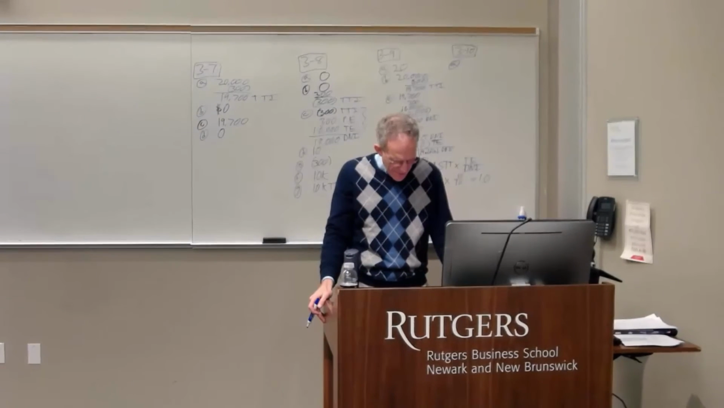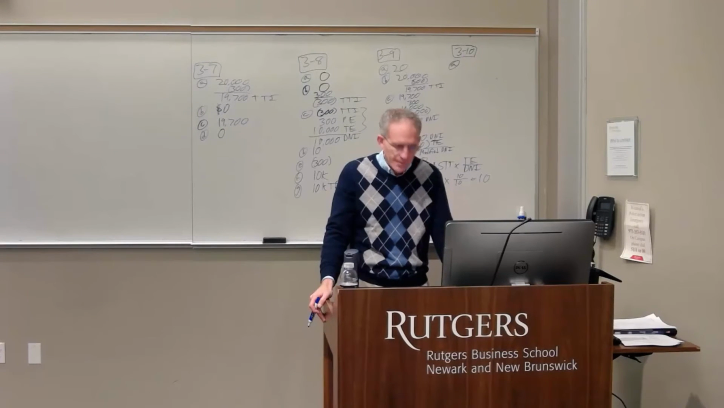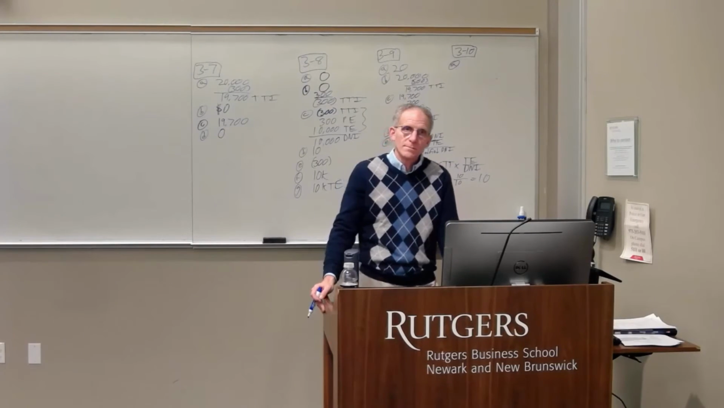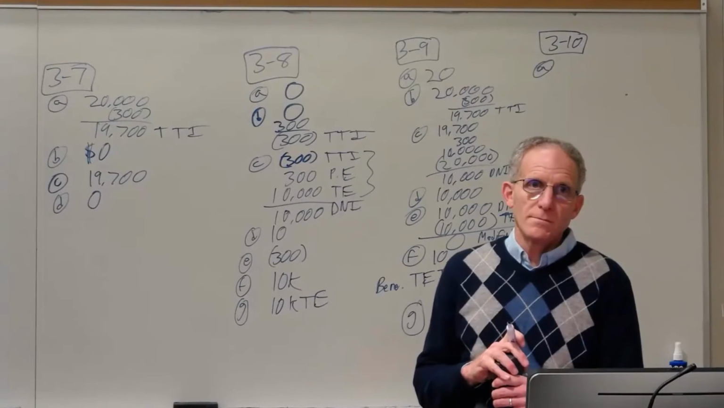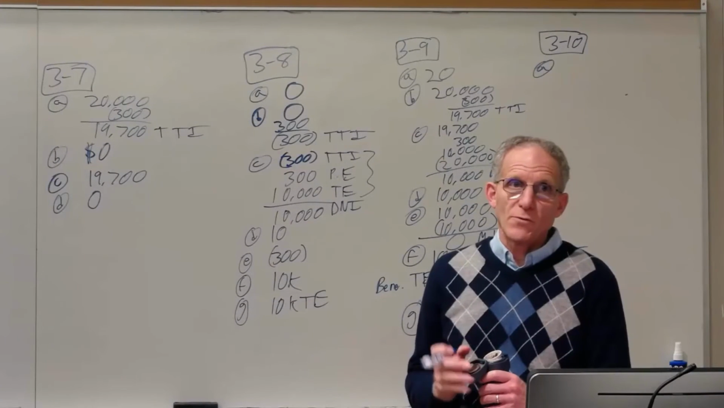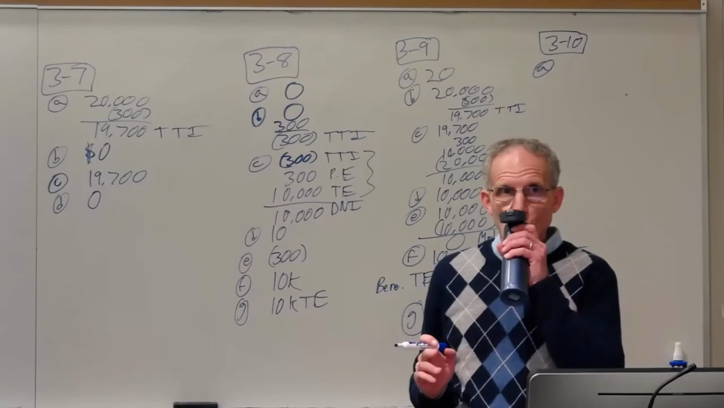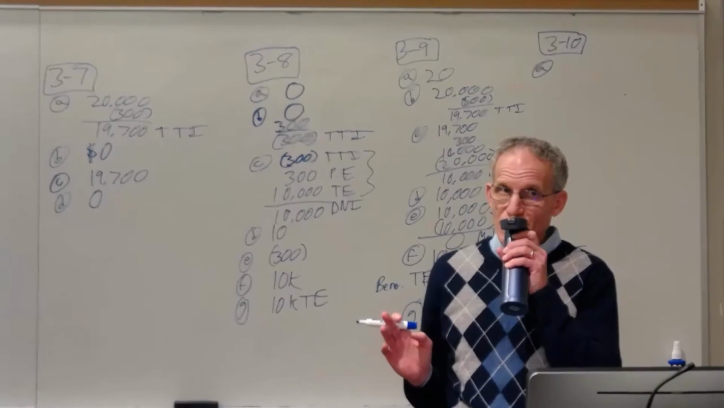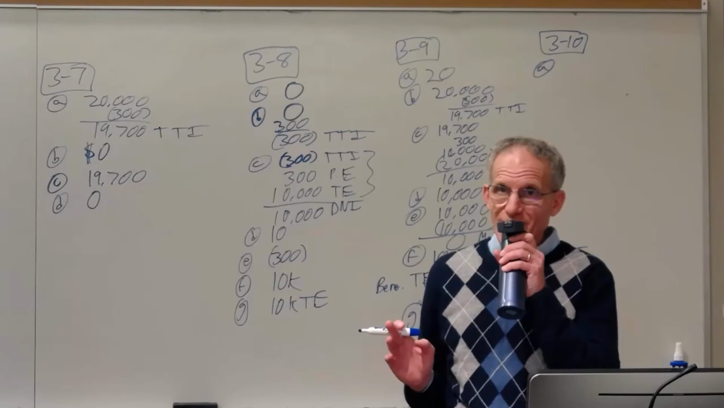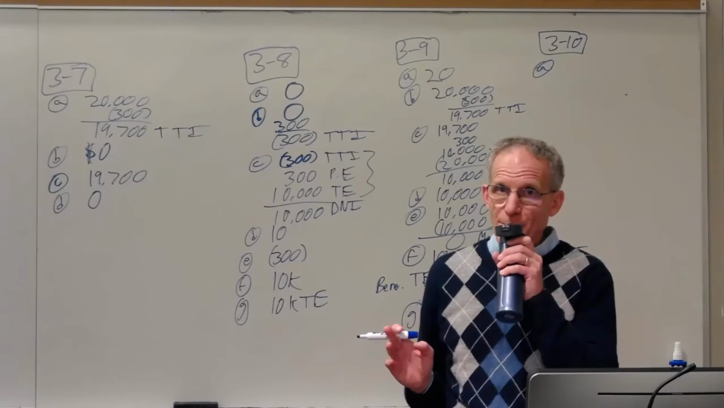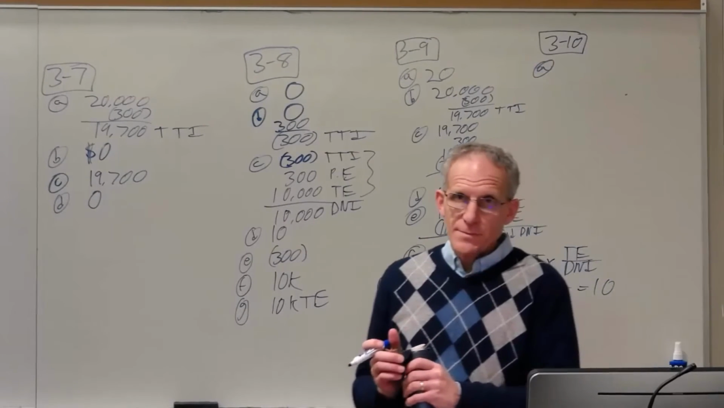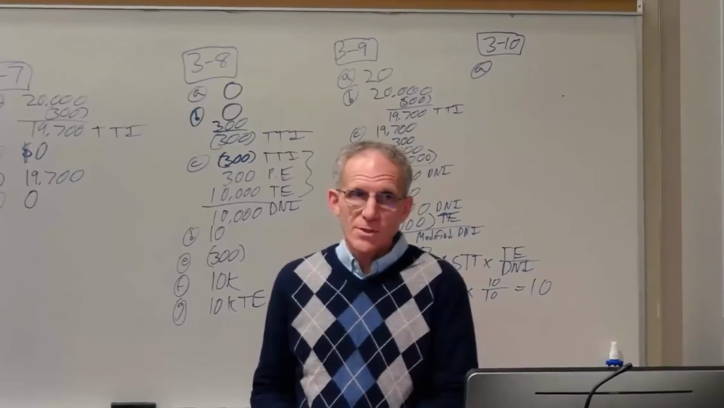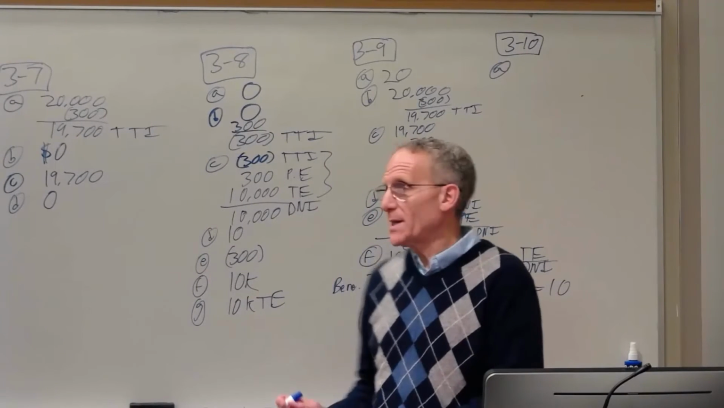Yoni, what do you say in terms of what's the trust gross income? $19,700. The gross income? $29,700. Why? Because it's just the ordinary income, right, Yoni? 20,000.